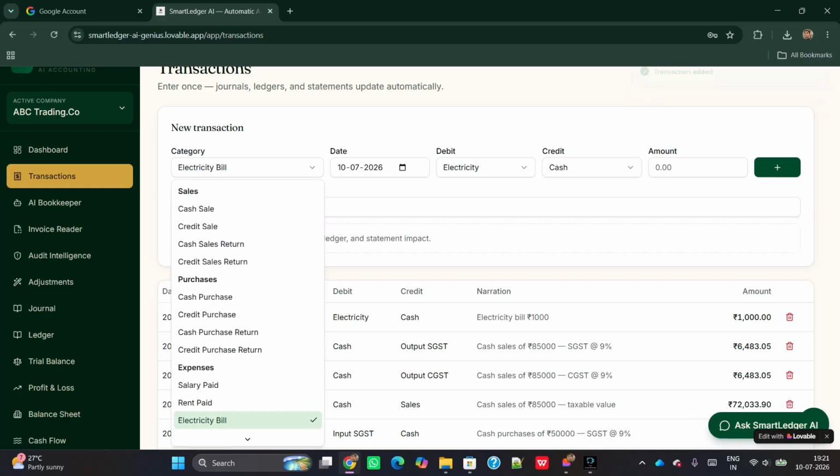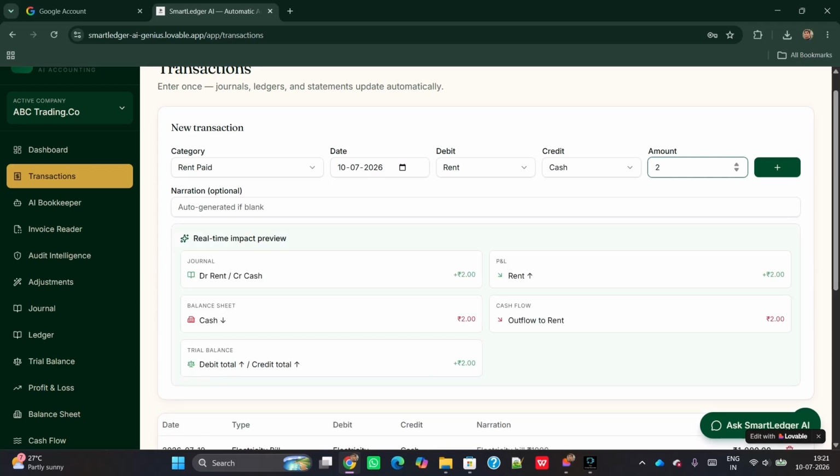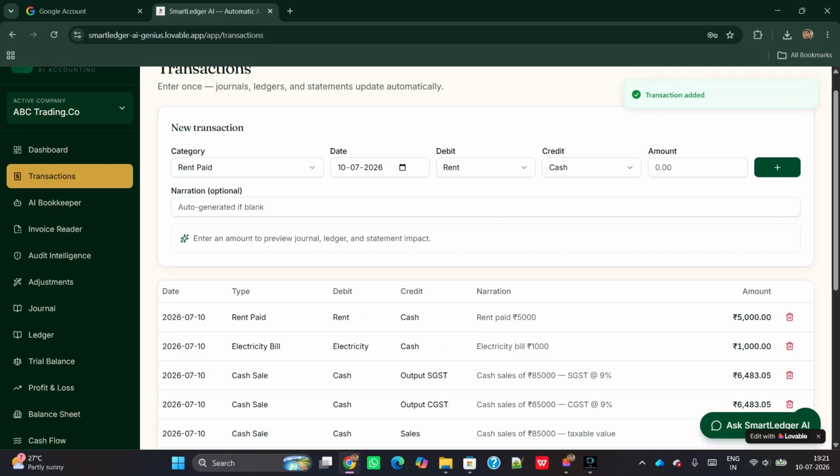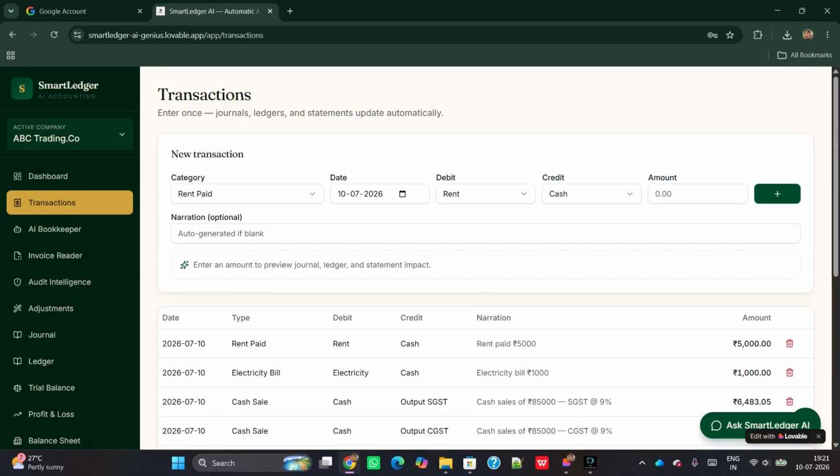So we have to pay some of the rent. Let's say where we are carrying out our business, we have to pay some of the rent. So just take the rent bill. So we have paid a rent of rupees near about 5,000. Yes, add. So we have entered plenty of transactions.